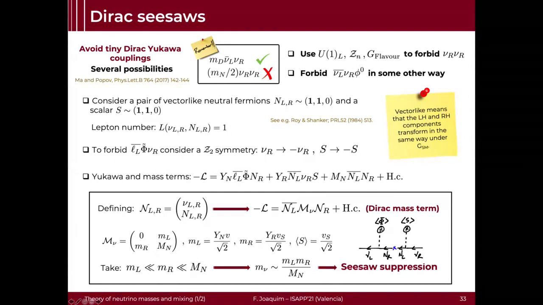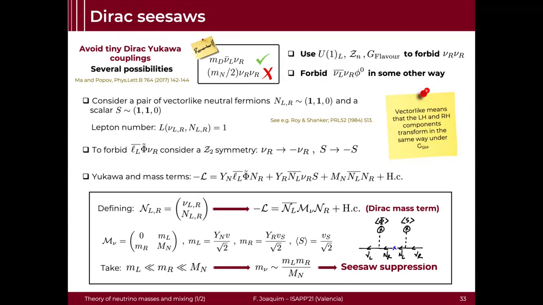So when the electroweak symmetry is broken and S acquires a VEV, and if ML is just epsilon n times V, so of the order of the electroweak scale, and MR is of the order of the VEV of the singlet scalar, you will end up with mu approximately ML MR over MN. So if MN is much larger than MR and then ML, you get a seesaw suppression, but now your mass eigenstates are Dirac. Okay, so this is just an example.